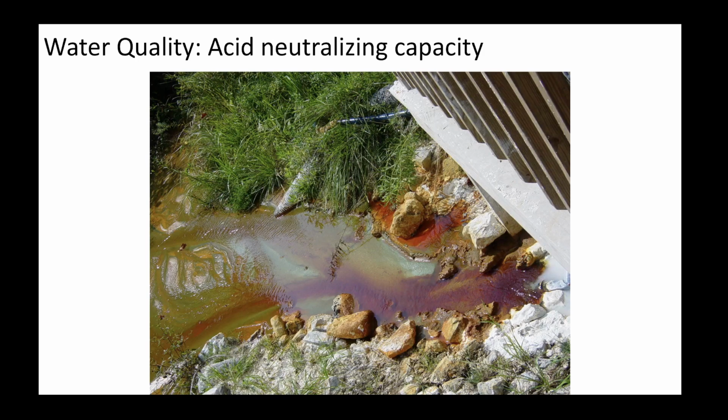Here is an image of mine tailings entering a stream. This image is not from a national park. Acid neutralizing capacity measures how well water can buffer acid inputs like the mine tailings shown here, and prevent wide swings in pH values. Streams with higher levels are affected less by acid rain and acidic pollution than streams with lower acid neutralizing capacity values.